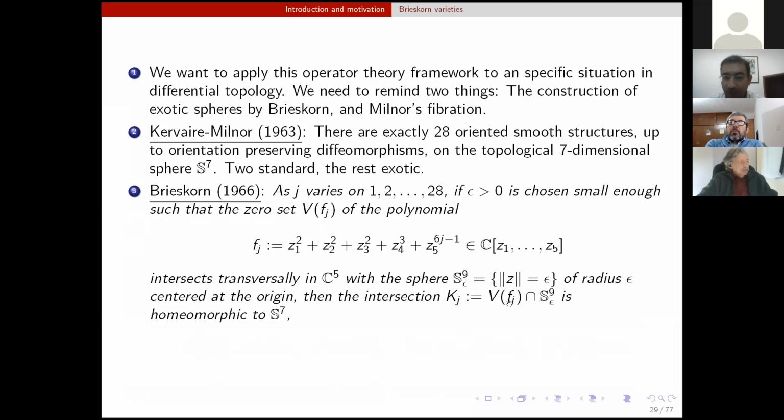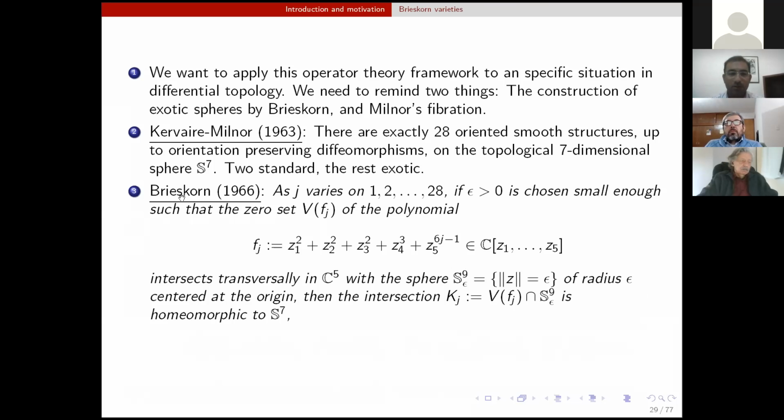So let's do a dimension count for this one. Our whole space is C^5, so it is of real dimension 10. The variety V(f) is of real codimension 2, and the sphere is of real codimension 1. So the intersection is of real codimension 3. You're inside a 10-dimensional space, so the intersection is a 7-dimensional object, right? If epsilon is sufficiently small, then this intersection is going to be transversal, so it's a smooth manifold.